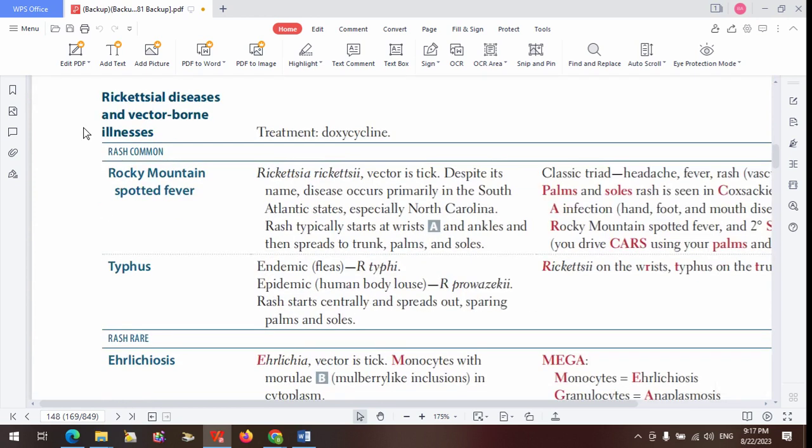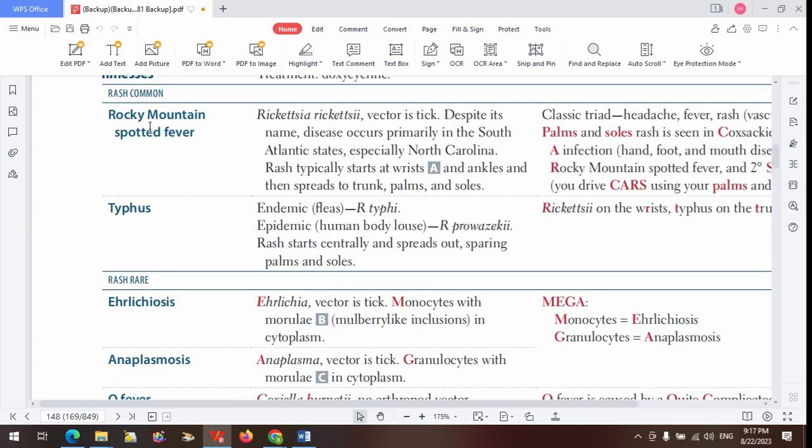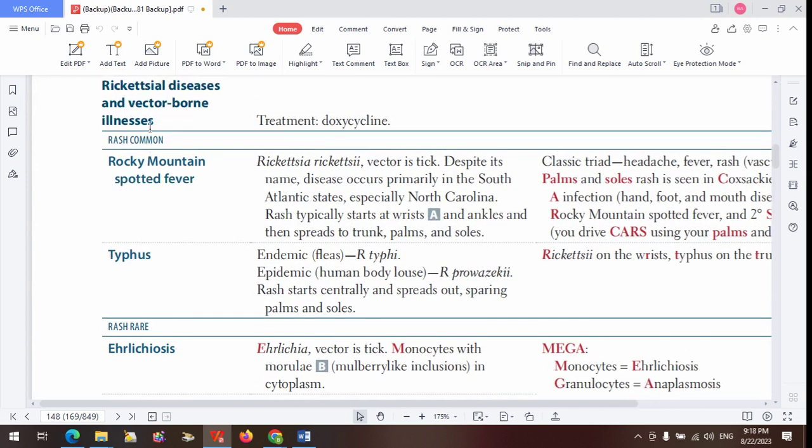So let's talk about the rickettsial diseases. Three of them, very easy to remember. The treatment for rickettsia, as one of those atypical infections, is doxy again. So three organisms with two presentations: one presentation is Rocky Mountain spotted fever, and the other is typhus. So let's talk about Rocky Mountain spotted fever.